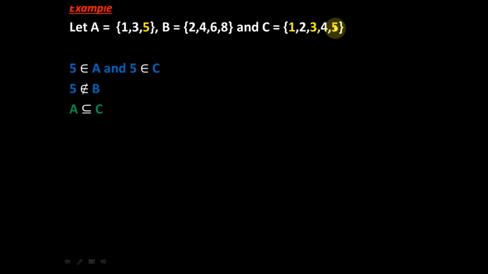Now, because A is not in B, what does that mean? It means that A is not a subset of B. And then also B is not a subset of C. Why? Because all the elements of B are not in C. Alright? You can see it.